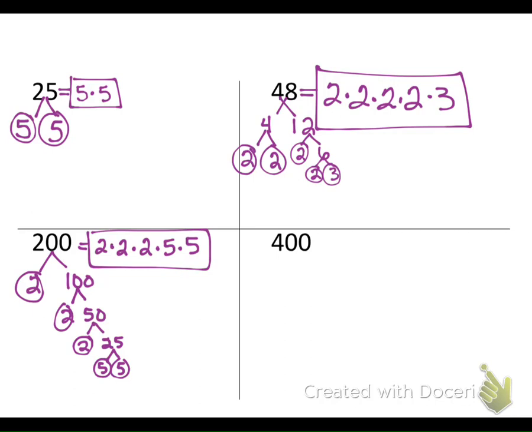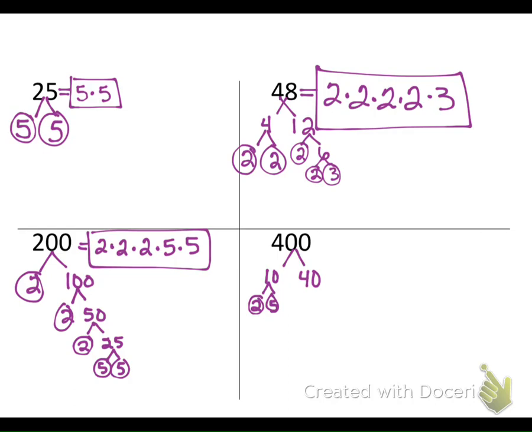400. What two numbers can I multiply together to get 400? 10 and 40. Good. So we're going to use 10 and 40. Now, what two numbers can I multiply together to get 10? 5 and 2. There you go. Those are both prime. So we circle them. That basically means I can't factor them anymore and we're done.